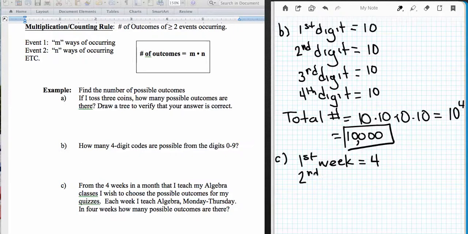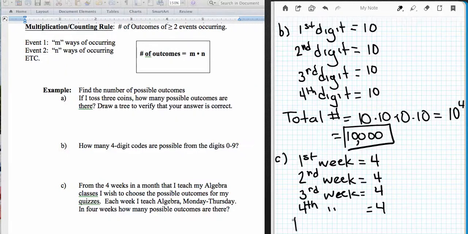In the second week, I could give them on Monday or Tuesday or Wednesday or Thursday, and that would be 4 possible outcomes. And in my third week, I could give those quizzes on Monday or Tuesday or Wednesday or Thursday, and that would be 4 as well. And on the 4th week of the month, I could also give the quizzes on Monday or Tuesday or Wednesday or Thursday.